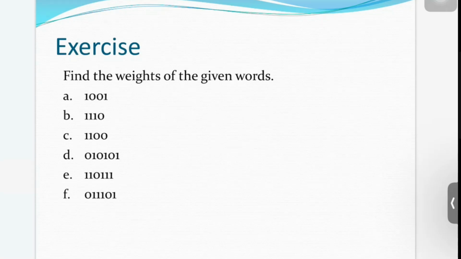So let's try this. What is the weight of each of the given words? Here for A it will be 2, 3, 2, 3, 5 and 4. Right? You get it right?